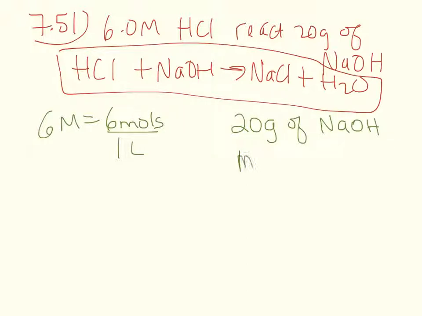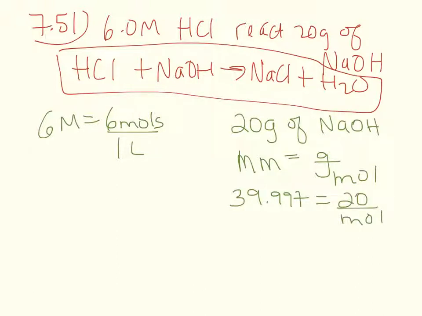So we have a molar mass. We're going to use that formula. Molar mass is equal to grams per mole. And again, we'll always be able to determine molar mass because you will have a periodic table with you. So for our molar mass of sodium hydroxide, we add up the molar mass of sodium, oxygen, and hydrogen, and we get a total of 39.997, which is equal to 20 grams over an unknown amount of moles.